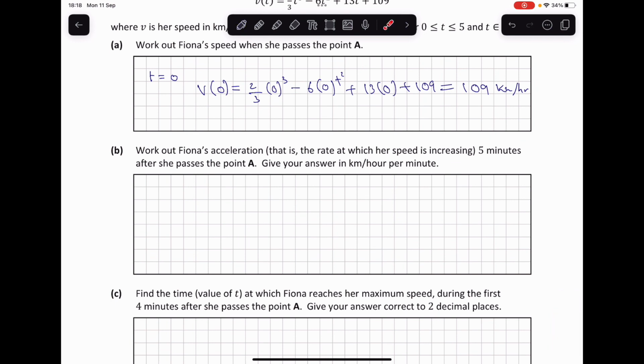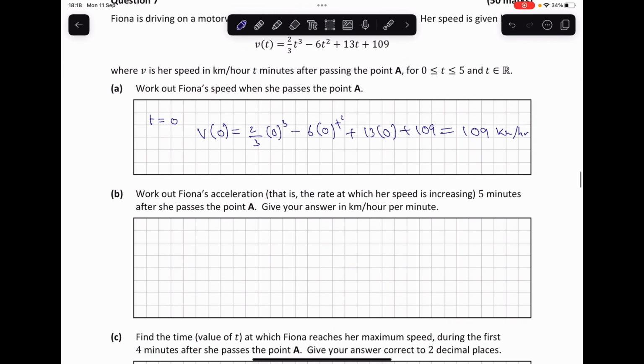Work out Fiona's acceleration. That is the rate at which her speed is increasing 5 minutes after she passes point A. Give your answer in kilometers per hour per minute. So we want her acceleration. V(T) gets us speed, but we want her acceleration, so we need the derivative of V(T), which is the rate of change of the velocity graph, which is acceleration. So let's try to work that out.